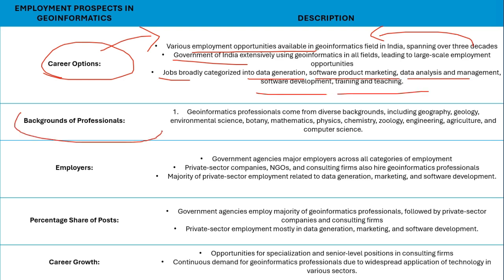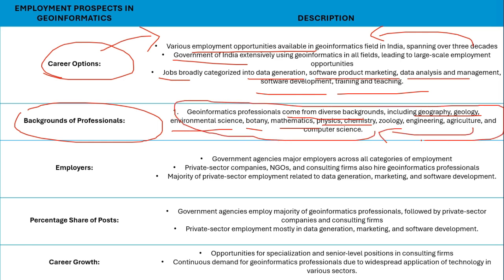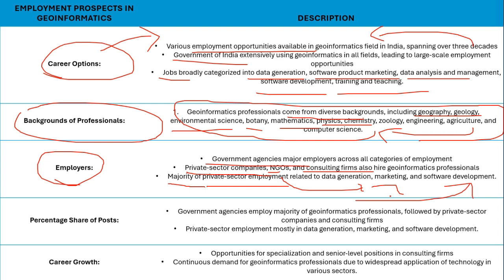So which educational backgrounds can professionals come from to get into geoinformatics? Geoinformatics professionals come from diverse backgrounds like geography, geology, environmental science, botany, mathematics, physics, chemistry, engineering, agriculture and computer science. So it is diversified across different educational backgrounds. Who are the employers for geoinformatics? Government agencies, private sector companies, NGOs, consulting firms. Majority of private sector employment is related to data generation, marketing and software development.